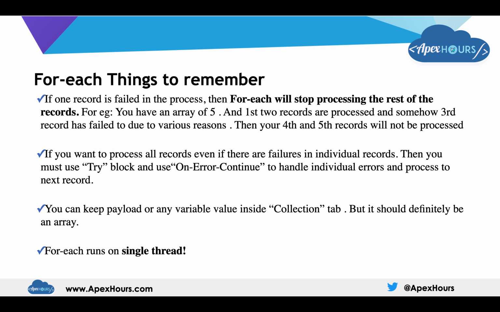For each runs on a single thread. For each record, it will run on a single thread, and only after the first record is processed will it go to the second record. That is the for each behavior. Suppose you have 10 records. It's not like scatter-gather, which runs in parallel. For each will run the first record, next the second record, next the third record, something like that. All right, so let's see some hands-on here.